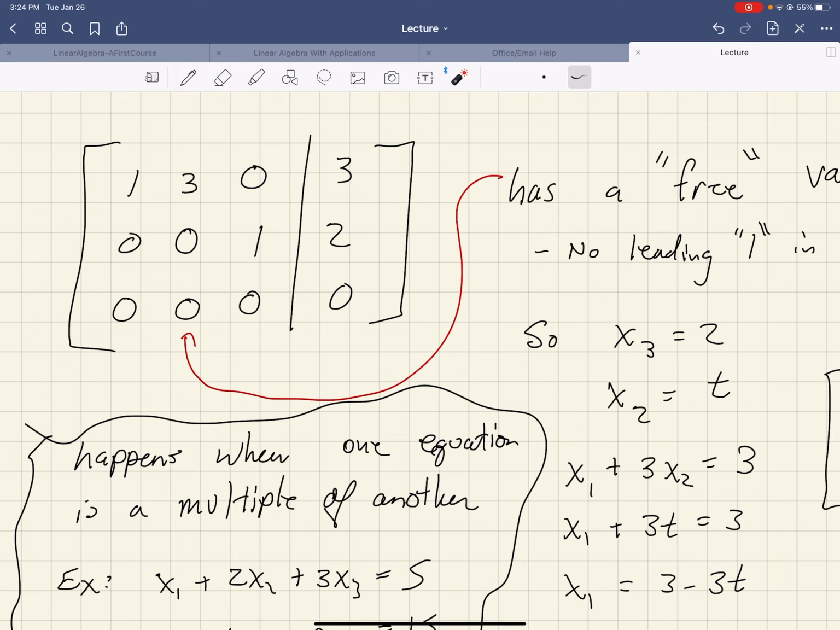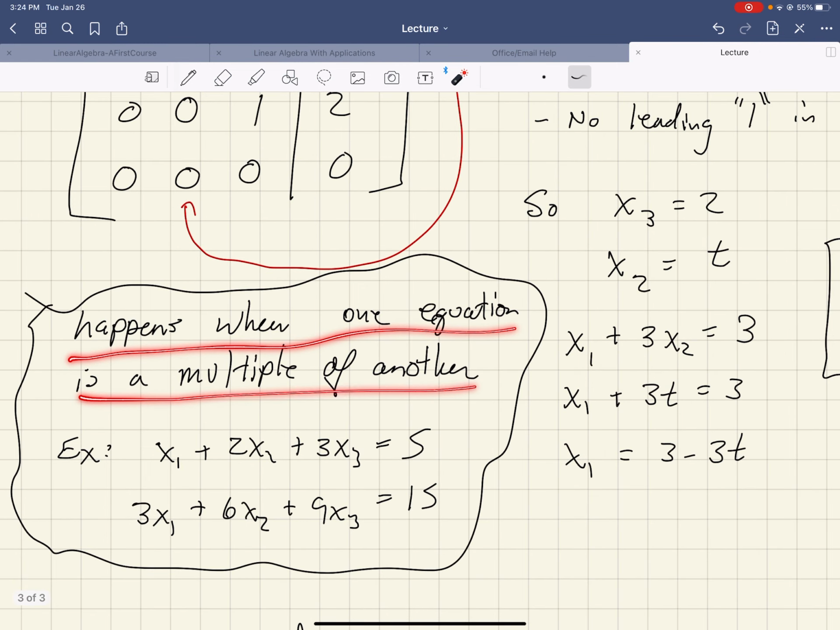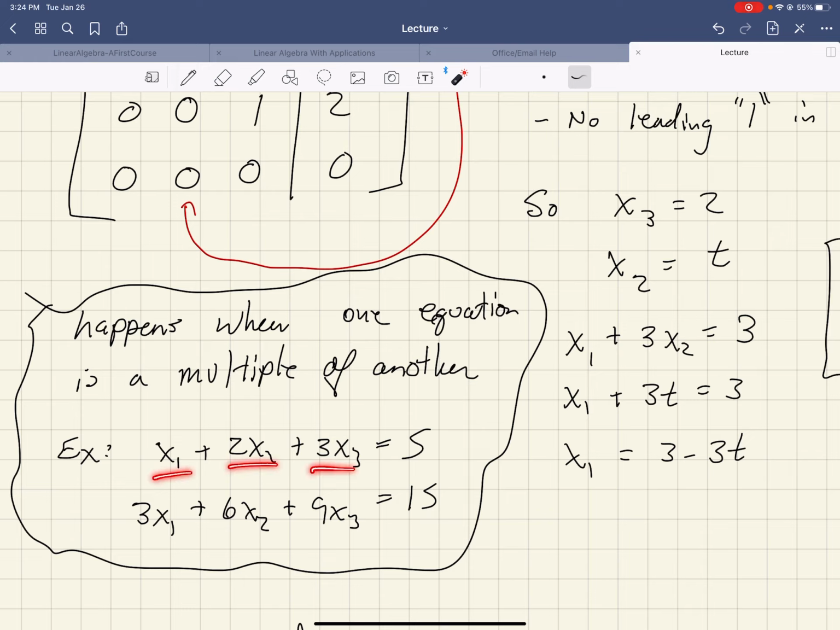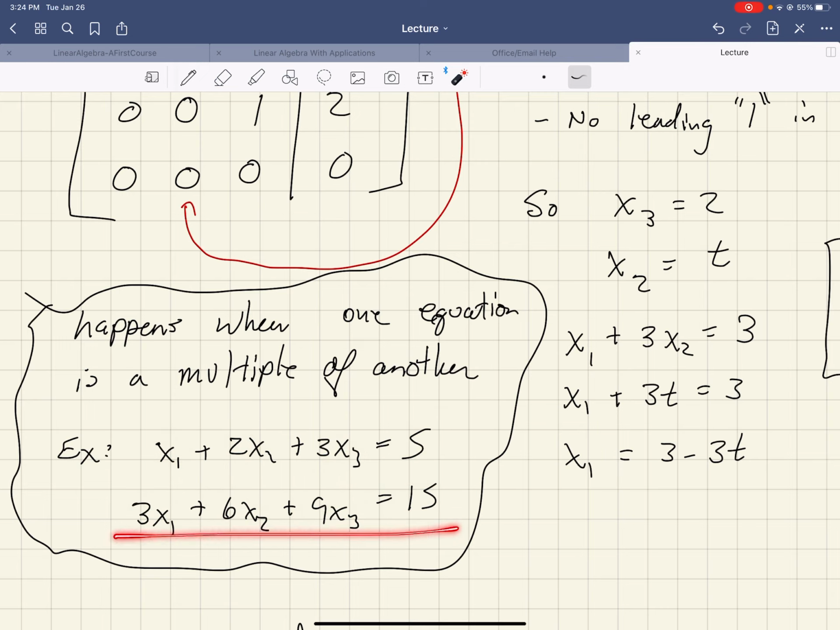And so that's what happens here, is one of them, see it says this happens when one equation's a multiple of another. So for example, like x1 plus 2x2 plus 3x3 is 5, and then this one looks different. But really, if you hit this with 3, and this with 3, and this with 3, and this with 3, this row is really just 3 times row 1, put it into row 2, or whatever it is, wherever it shows up in the matrix, you understand. It's not really a matrix, this is the actual system.